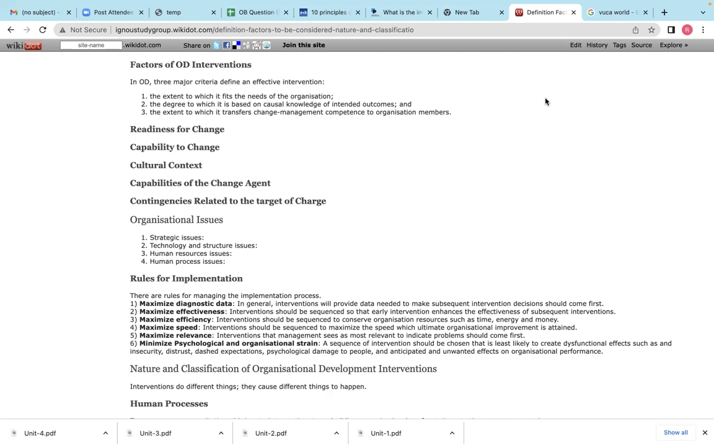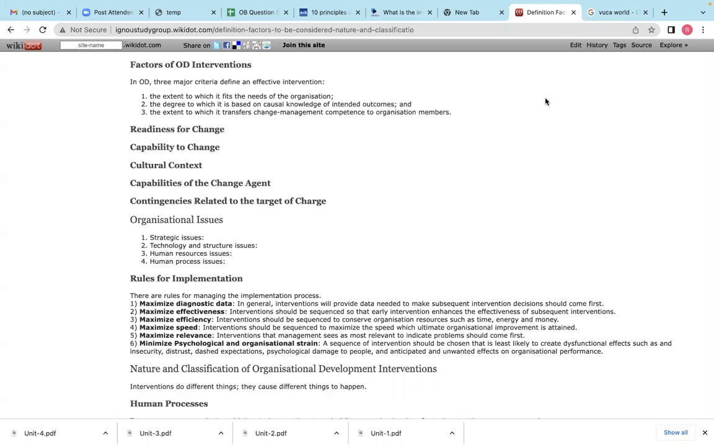One, the extent to which it fits in the organization. Two, what are the intended outcomes for it. Three, what is the kind of change management competence that it has. Okay, so these are the three points which are going to dictate how effective the intervention would be.